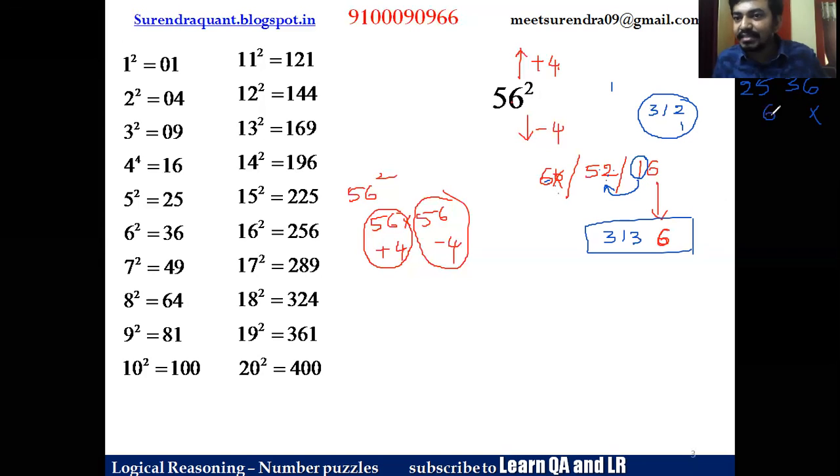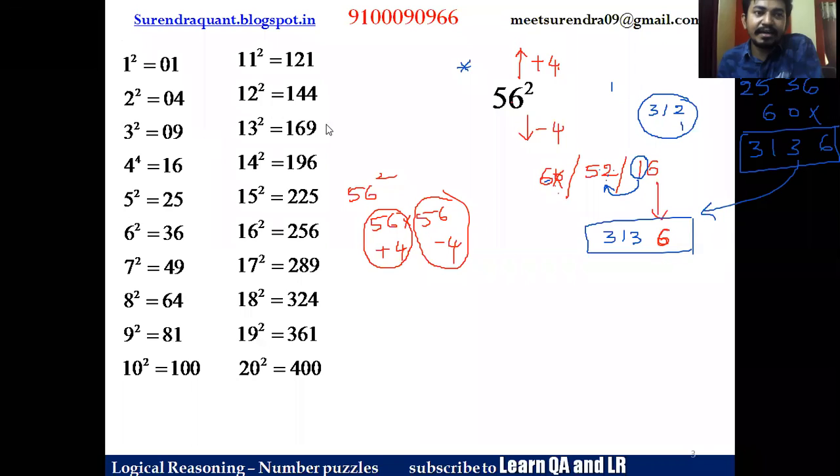5 times 6 is 30, twice that is 60. So 6, this is 3. 5 plus 6 is 11, 1 carry, and 2 plus 1 is 3. So 3136, both are the same. I want to tell you this method because it will be helpful to understand squares of bigger numbers. Okay, let us understand by taking one more example.